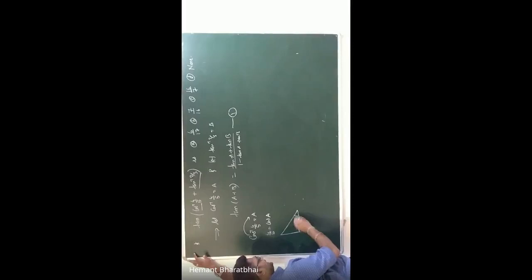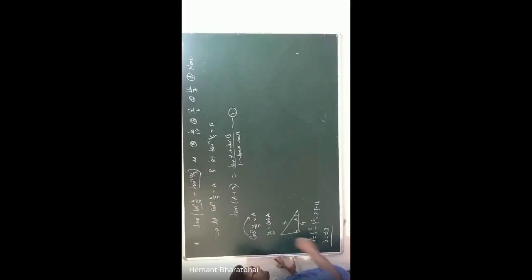So this is my angle A, and if my cos of A is 4 by 5, it means my adjacent is 4 and my hypotenuse is 5. Obviously, this side will be, by Pythagoras, nothing but 5 square minus 4 square. So that will be 25 minus 16, which is 9. So my x will be plus minus 3.